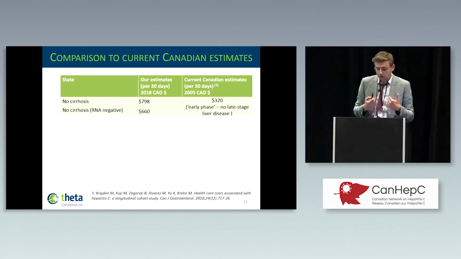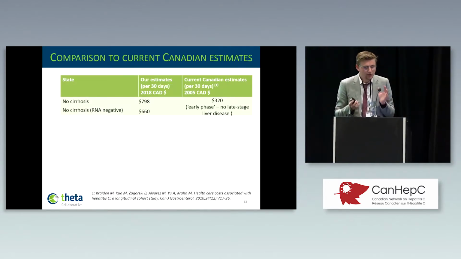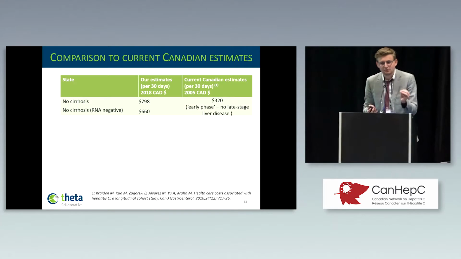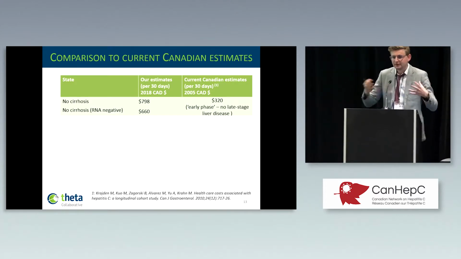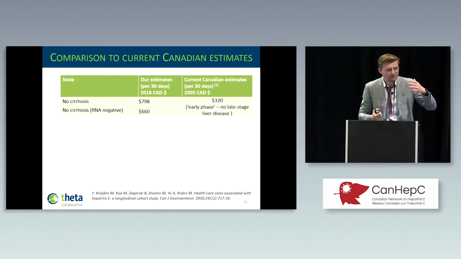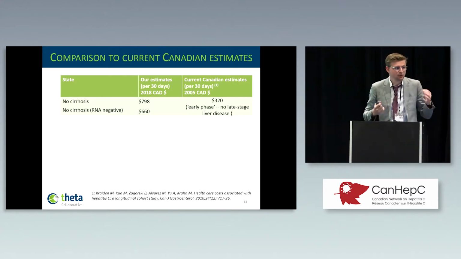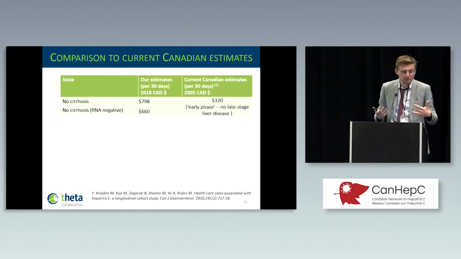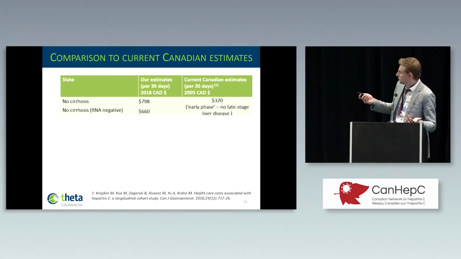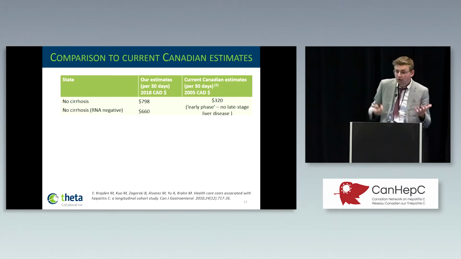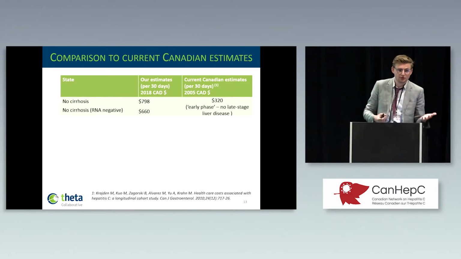So moving on to the results. The current Canadian estimates are phase-based. So to try and make our results more translatable, I've attached each state to the most applicable phase. Early phase is individuals with no late-stage liver disease, and we have 2 states which represent these individuals: individuals with no cirrhosis and individuals with no cirrhosis who obtain an RNA negative result.